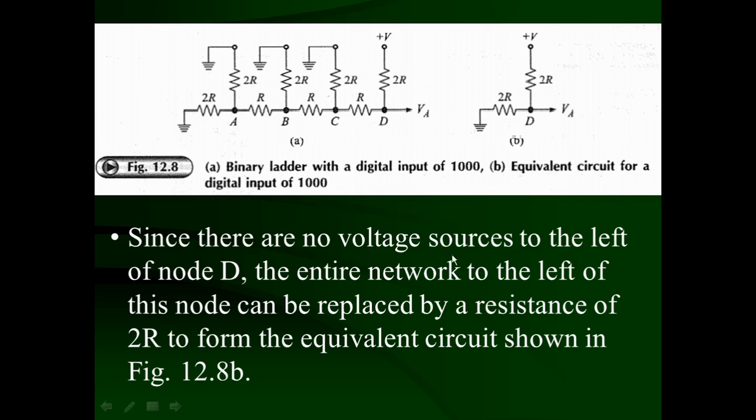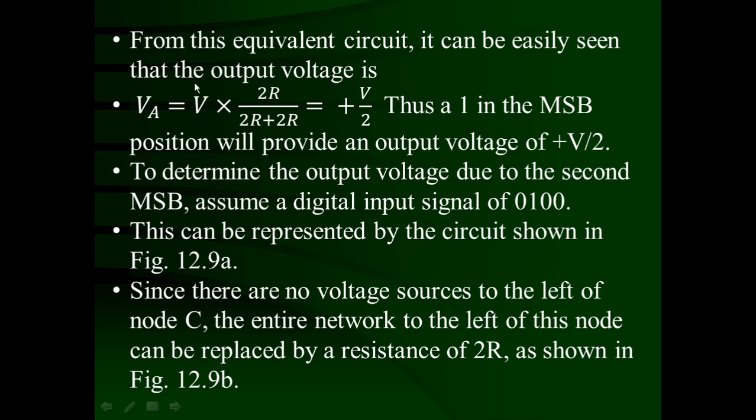Since there is no voltage source to the left of the node D, the entire network to the left of this node can be replaced by a resistance of 2R to form the equivalent circuit shown in figure 12.8b. From this equivalent circuit, it can be easily seen that the output voltage VA is equal to IR. I is equal to voltage upon total resistance, that is V upon 2R plus 2R, into R is equal to 2R, and hence it comes out to be plus V by 2. Thus, a 1 in the MSB position will produce an output voltage of plus V by 2.